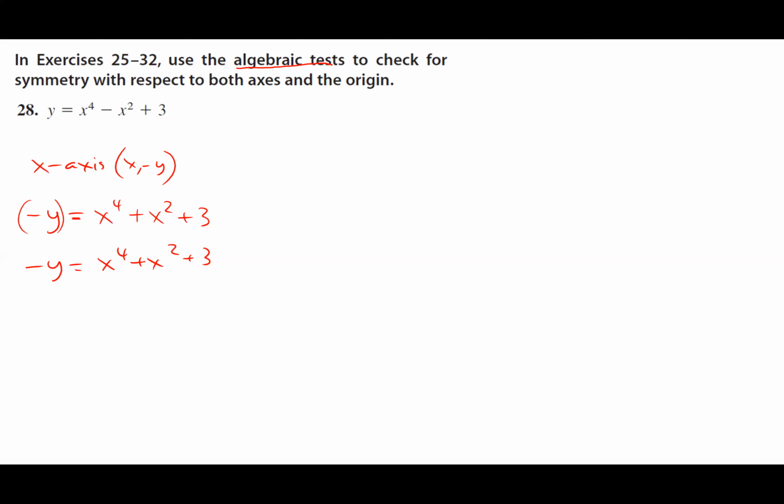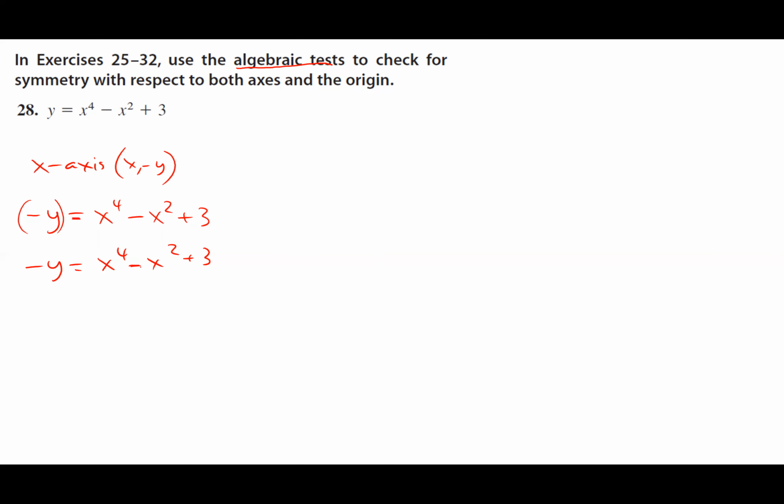Yep. Did you change the subtraction between x to the fourth and x squared to addition? No, sorry, that's me. Oh, sorry, I was just wondering. No, thank you for picking that up here. I didn't start off well here.